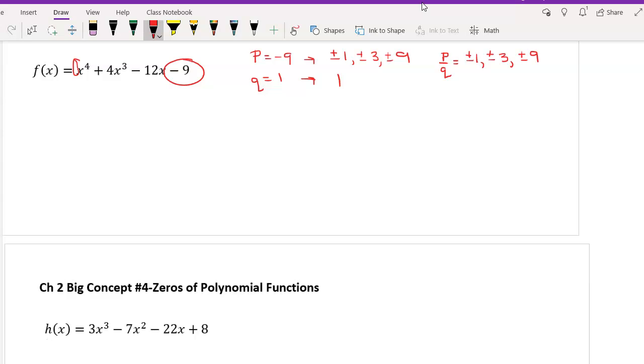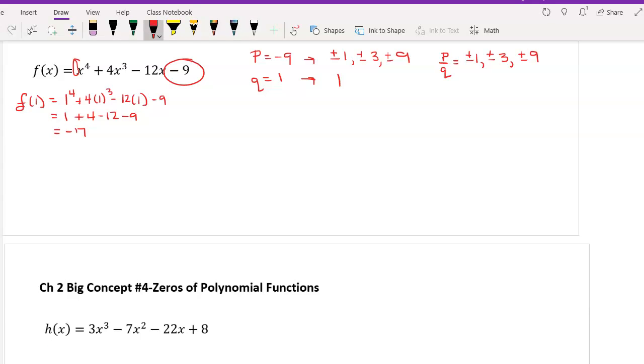We're going to have to substitute in all of these p over q's to determine if the values equal 0 and provide a real 0. So we'll do f of 1 equals, all right, so f of 1, we have 1 to the 4th plus 4 times 1 cubed minus 12 times 1 minus 9. So that's 1 plus 4 minus 12 minus 9 equals what? Negative 17.